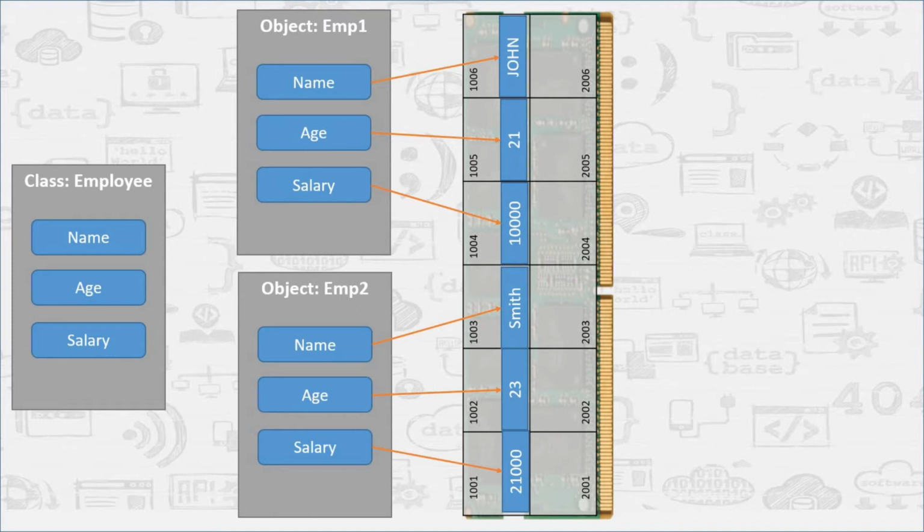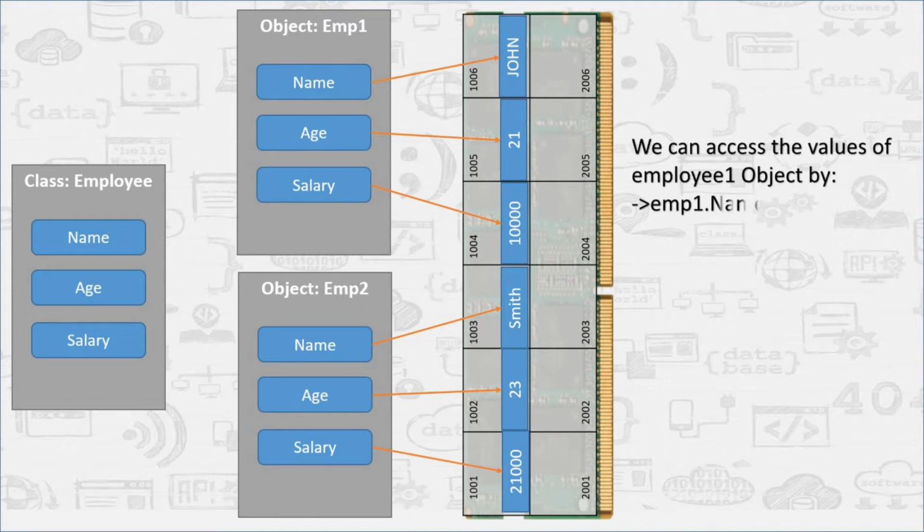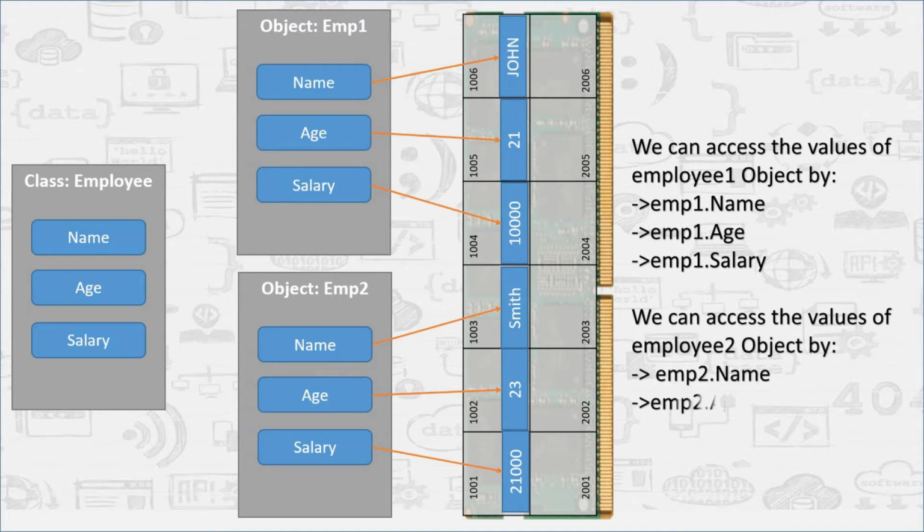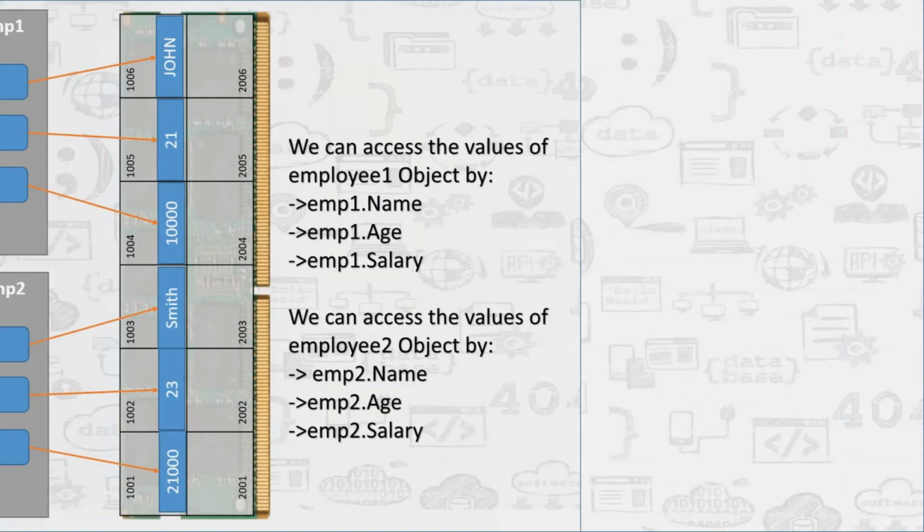We can access the value of the employee1 object by employee1.name for accessing the name, employee1.age, employee1.salary. Similarly, we can access the value of employee2 by using employee2.name, employee2.age and employee2.salary. Remember, if we change any value of employee1, that will not affect the value of employee2. So these are the fundamentals of class and objects.